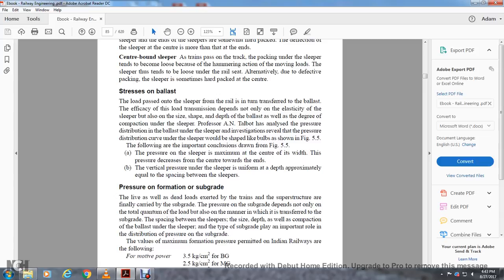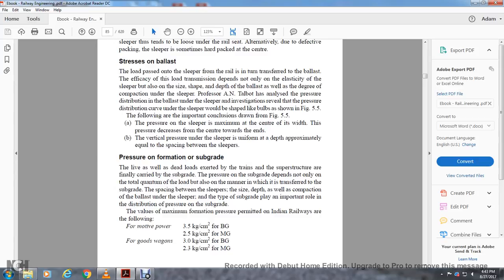Professor A.N. Talbot analyzed the pressure distribution in the ballast under the sleeper, and the investigation revealed that the pressure distribution curve under the sleeper is shaped like a bulb, as shown in Figure 5.5. The following important conclusions are drawn from Figure 5.5. The pressure under the sleeper is maximum at the center of the width and decreases from the center toward the ends. Vertical pressure under the sleeper is uniform at a depth approximately equal to the spacing of the sleepers.